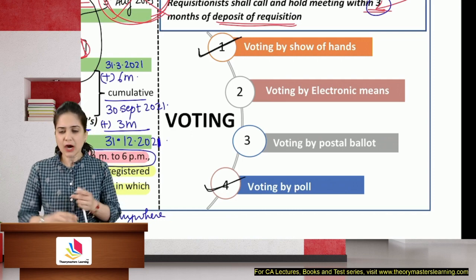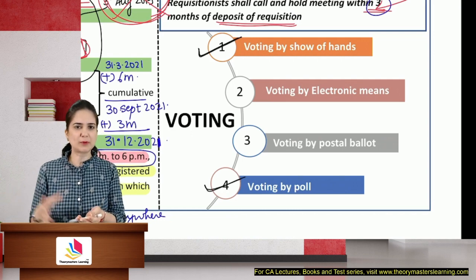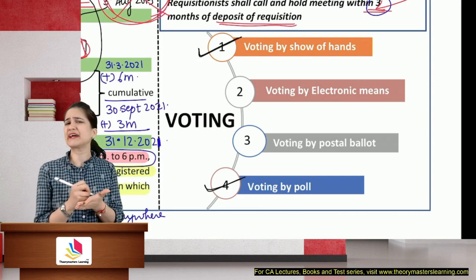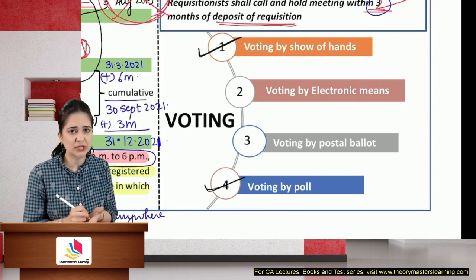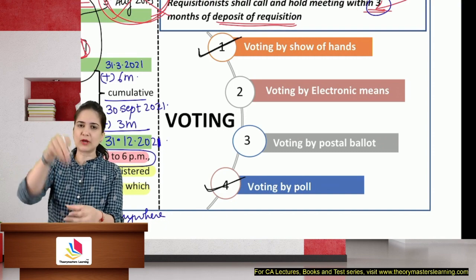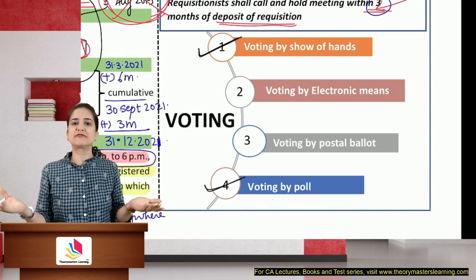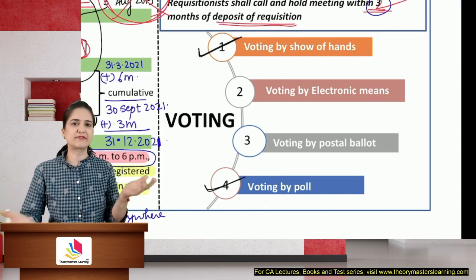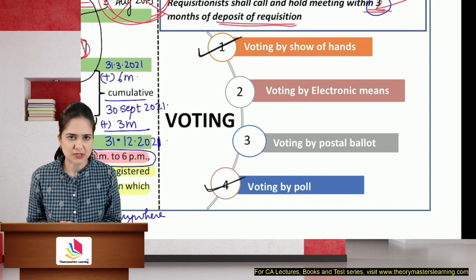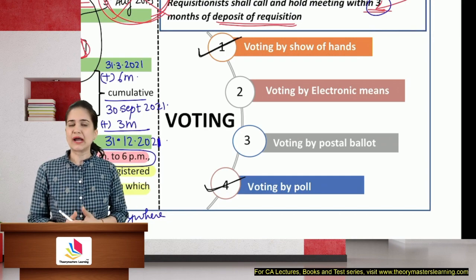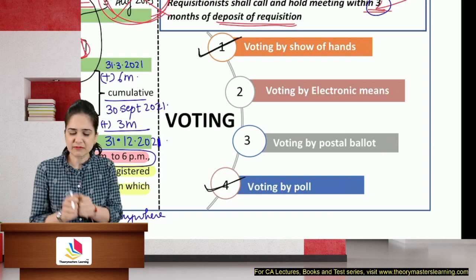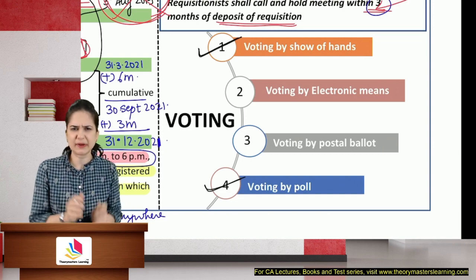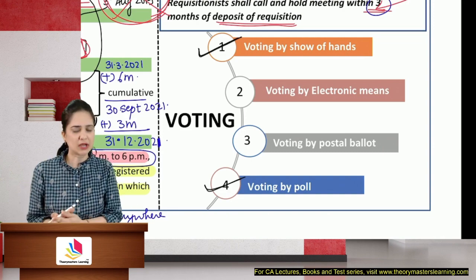What happens in that? A polling paper is given to the members who are present in the meeting. They will write whether they want to vote in favor or against the resolution. A box will be kept. They will keep the polling paper in the box. A scrutinizer will open the box, count the votes, and decide whether the resolution is passed or not. He will maintain a report, and the papers will be kept with him. Once he is done with the counting and the report is prepared, he will hand over the polling papers to the company.